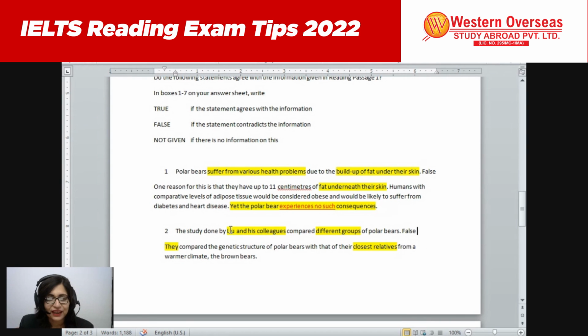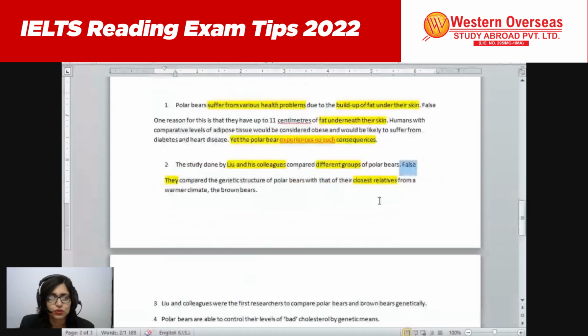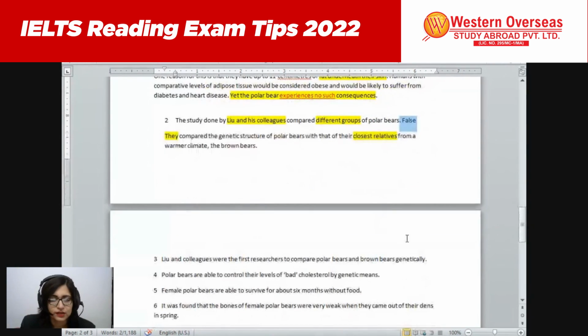Answer is false. Now why? Louis and his colleagues is they. Candidates, if you do reading in this way, I'm assuring you that this will improve your bands in writing and speaking, because you are learning different sentence structures. You are learning vocabulary, you are learning referencing, pronouns, how to use them. They are saying different groups. They are saying closest relatives, which means my answer is again false due to this word. Whenever you practice now, candidates, I suggest you practice in this way. One of the best ways to crack IELTS in the year 2022 with these strategies.